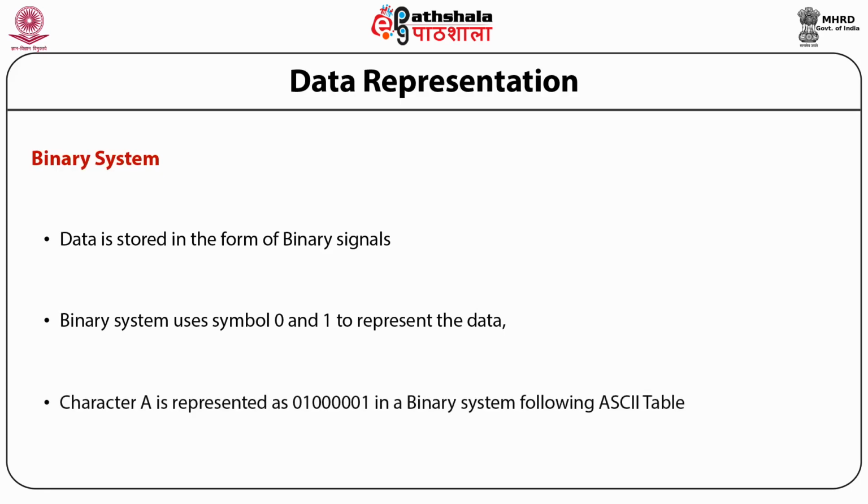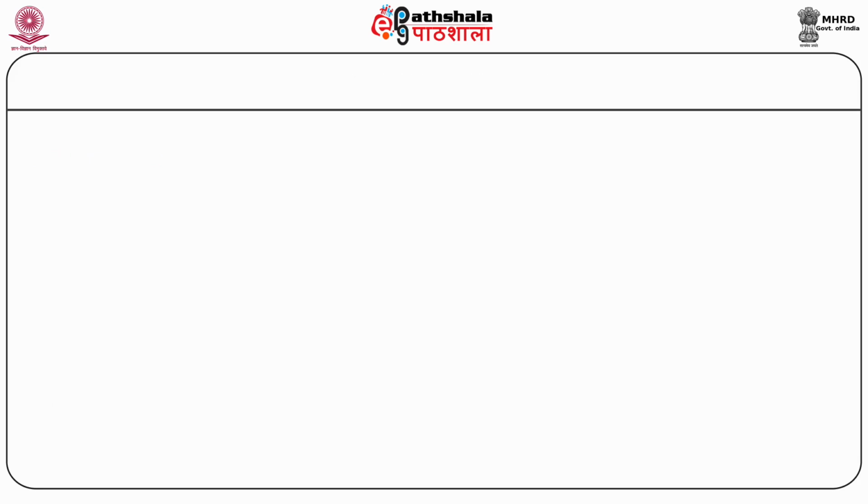So any character, if we are representing it in the computer, it can be represented in a binary system as a series of zeros and ones, as the example shows for you. A representation of character A as a series of zeros and ones in a binary system according to the ASCII table. The ASCII table is a standard table for the characters and their respective decimal values.